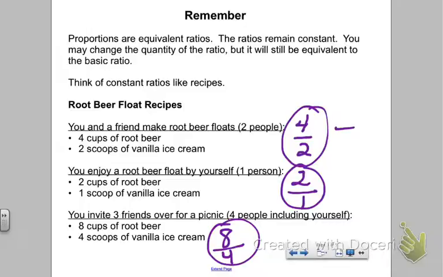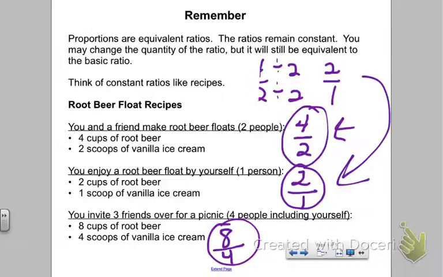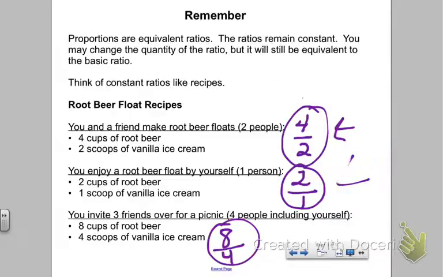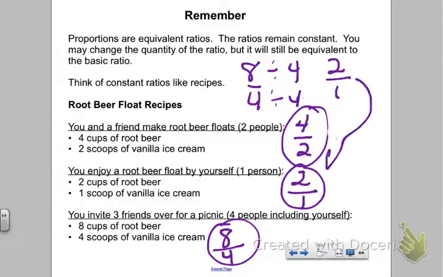And you can prove it by simplifying these. 4 to 2, if you simplify that, you end up with 2 to 1. Take a look at the other ratio, the one with the picnic. Let's look at 8 to 4. If I were to simplify that, again, 2 to 1. That's because the ratio of root beer to vanilla ice cream is staying the same. It doesn't matter whether you have 2 people over, 3 people over, 10 people over. That ratio of 2 cups of root beer to 1 scoop of vanilla ice cream is staying the same. You're not changing the recipe, you're just making more of it.